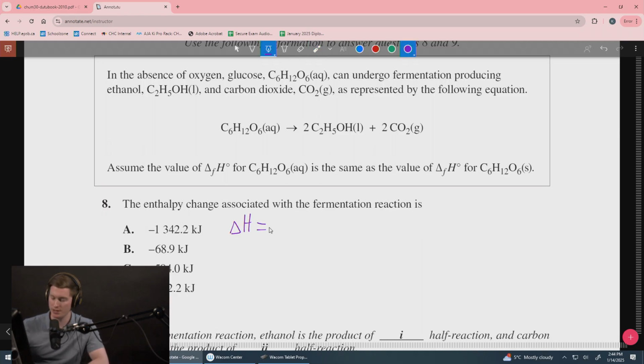Our enthalpy change is going to be, we'll do products in purple, the sum of the moles of our products times the heats of formation of our products, minus, and then I'll do reactants in blue, as I did last video, the sum of the moles of our reactants times the standard enthalpies of formation for our reactants. All right, we can find all of these standard enthalpies of formation from our data booklet.